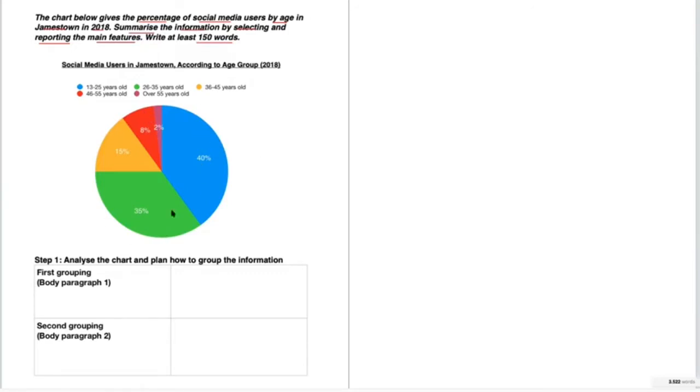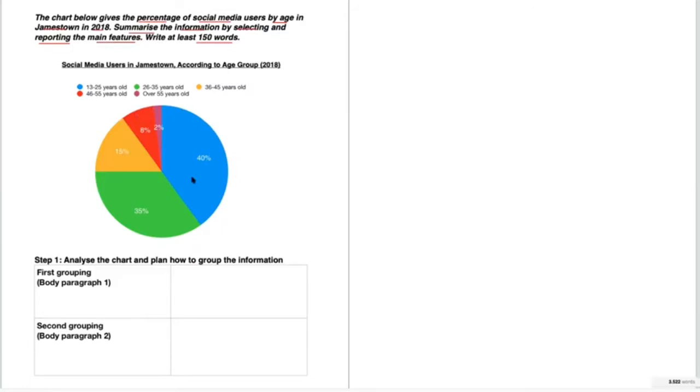Here, for example, we have 5 different segments, and students will usually say, how do you pick 2 groups out of 5 segments? And I understand the point, but this is what you should be doing. You should be looking at the highest groups and the lowest groups. So the largest and the smallest, basically.